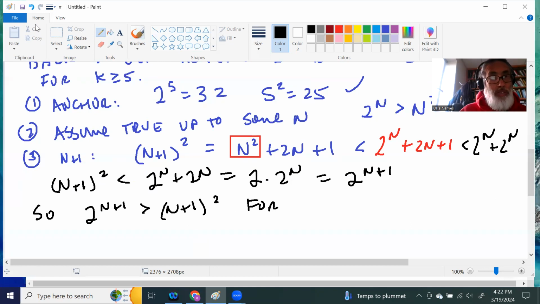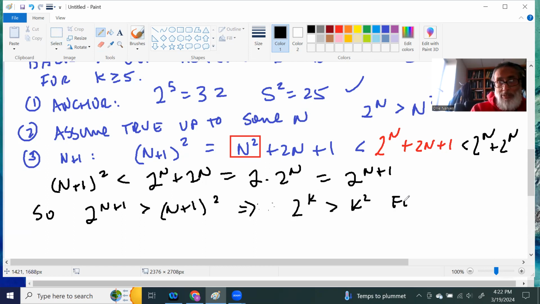Well, so we've shown that. So it means, if you want to get back to the root of mathematical induction, that the first false statement cannot be of the form n plus 1. So this means that 2 to the k is greater than k squared for k greater than or equal to 5, as required. That is a mathematical induction proof.